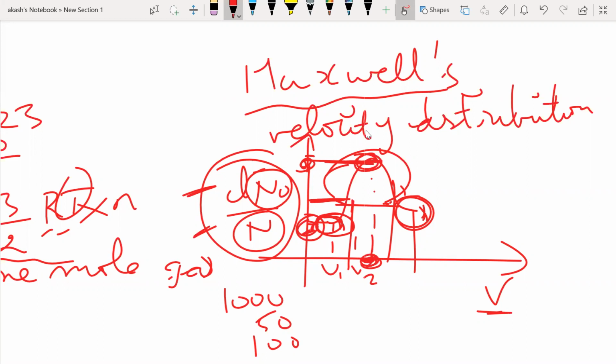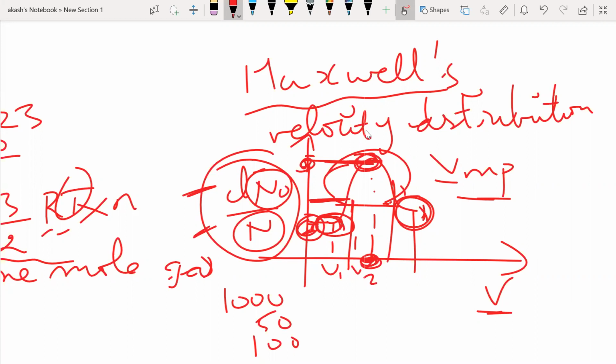The velocity which is possessed by the maximum number of molecules in a given number of gaseous molecules is what is called VMP, most probable velocity. I think the name explains everything. Most probable velocity is the velocity which is possessed by the maximum number of gaseous molecules in a vessel. However many gaseous molecules you have, the majority of them are going to have this particular velocity. That's why it's called most probable velocity.